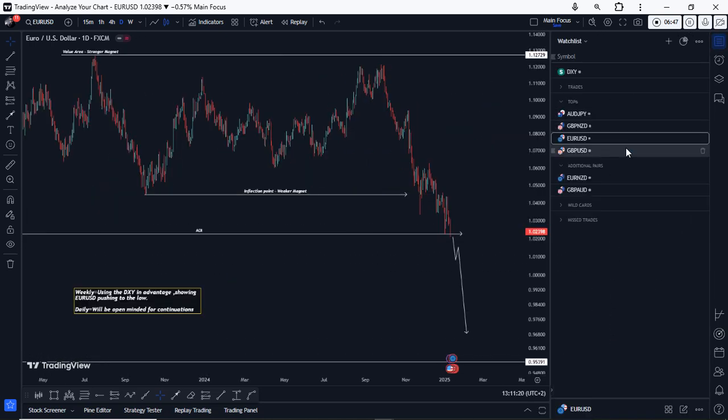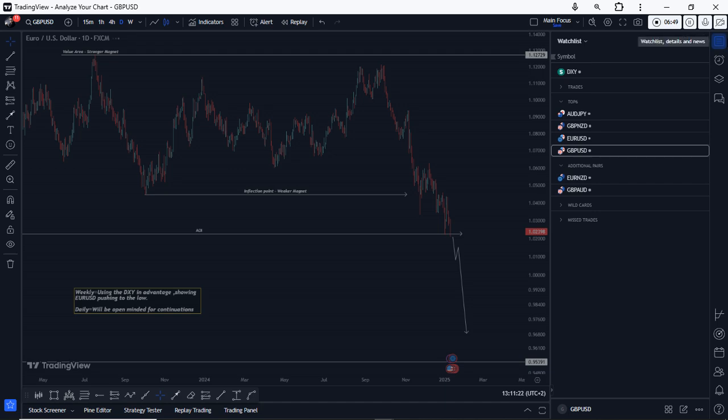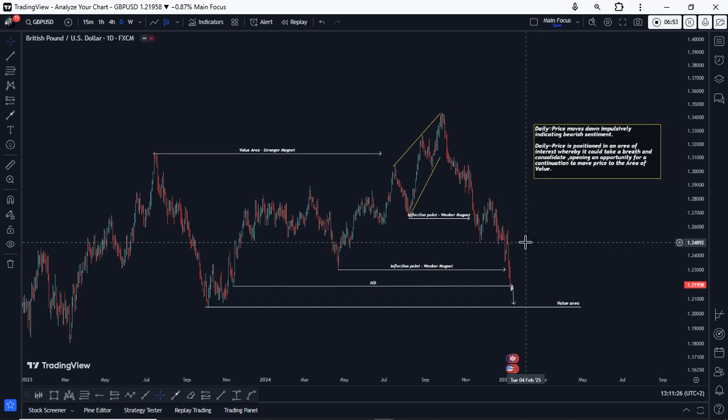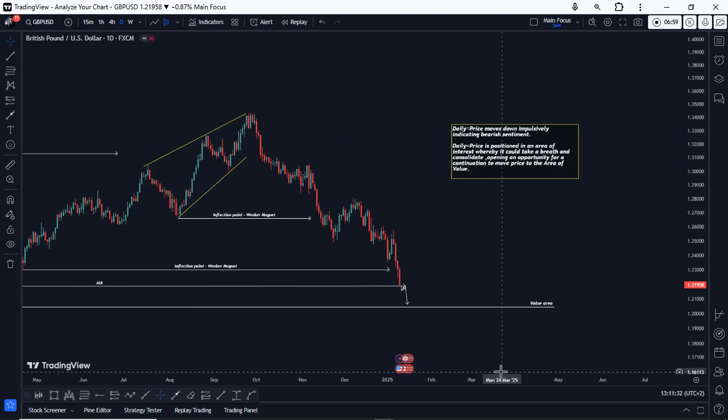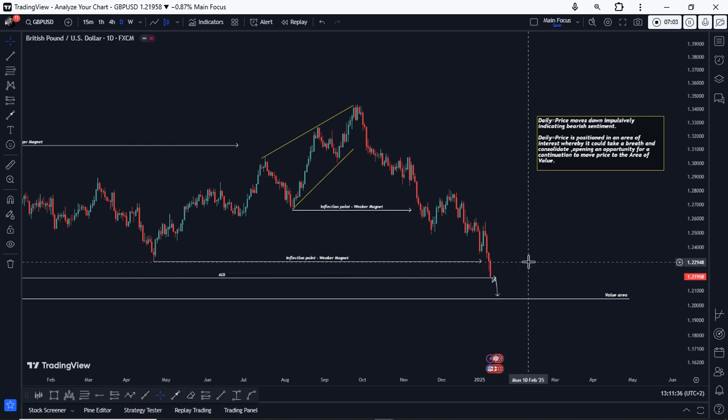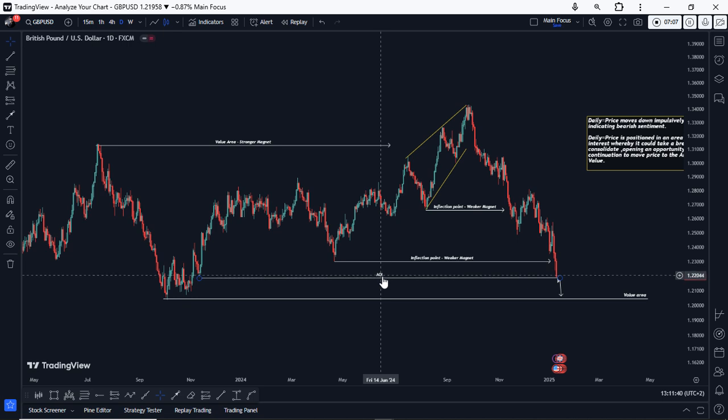Move on to the next pair, which is pound dollar. On pound dollar, we've got price moves down impulsively, indicating bearish sentiment. This is a strong bearish sentiment. And then price is positioned in an area of interest. Here's our area of interest.